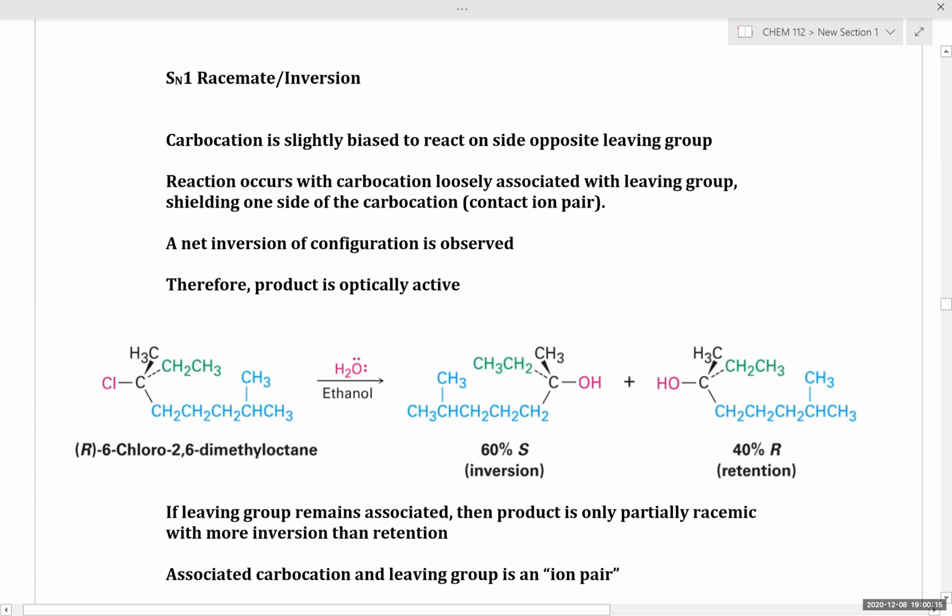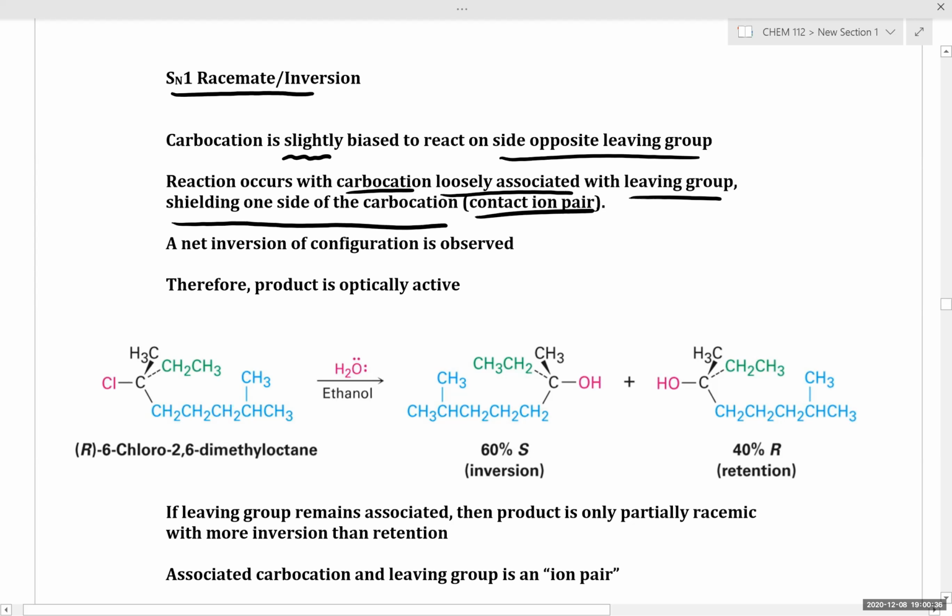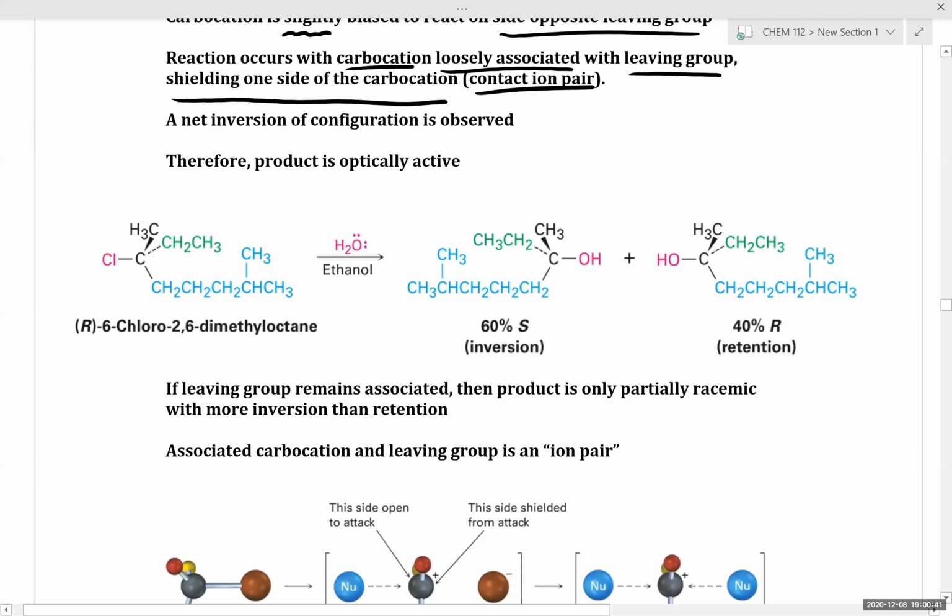Just as a side note, for the racemate and the inversion process, the carbocation is slightly biased to react on the side opposite to the leaving group. This is because the carbocation is loosely associated with the leaving group, shielding one side of the carbocation via contact ion pair. So you do observe a small preference for inversion. Practically, this isn't very useful.